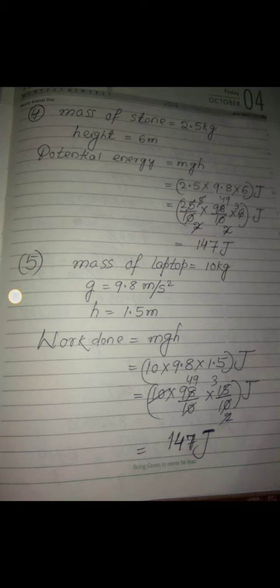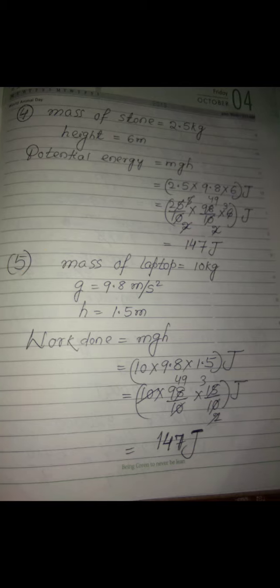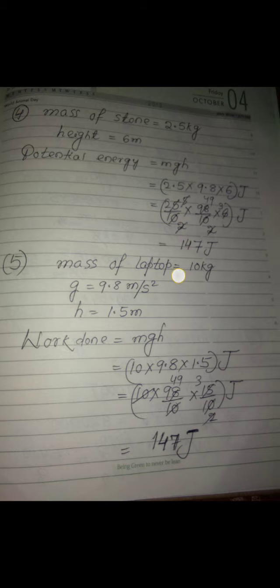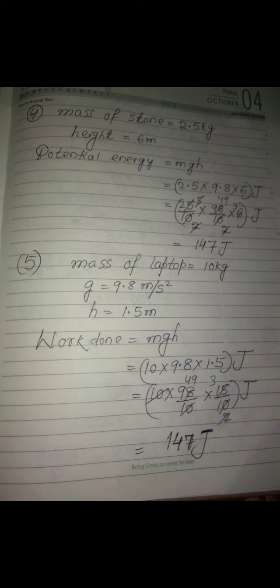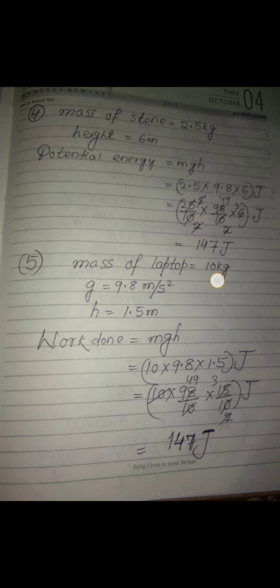Now question number 5. Calculate the work done by a body in lifting a 10 kg laptop from the ground and keeping it on a shelf 1.5 meter high. This means, according to this question, mass of the laptop is given and height is given. So mass of the laptop is 10 kg.